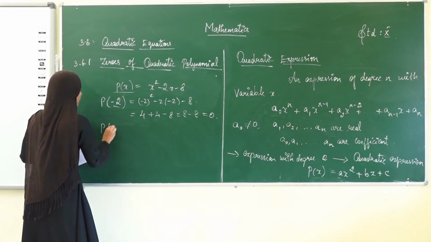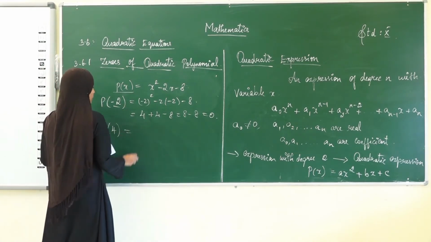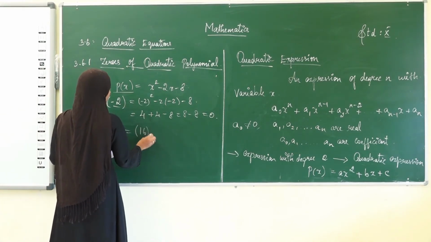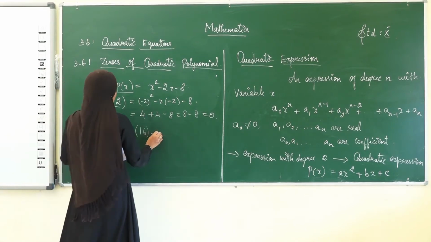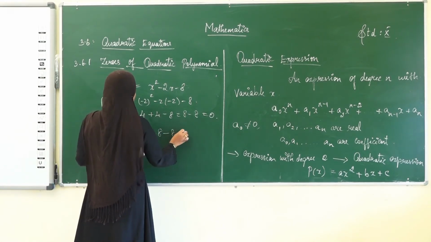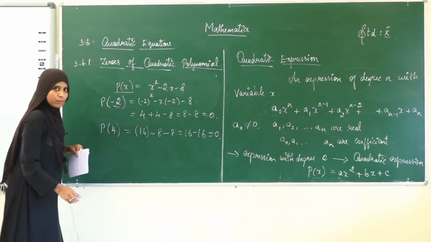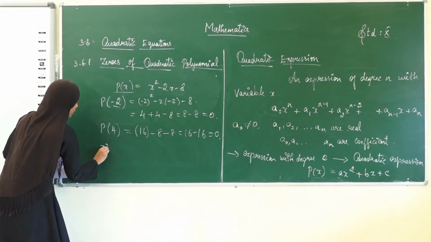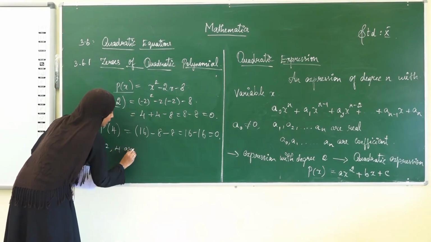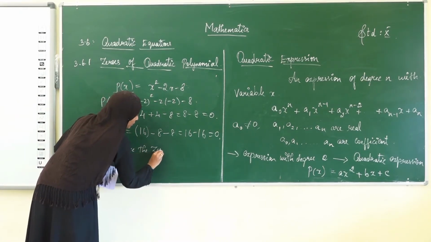We can also check for 4. Here 4 square is 16, minus 2 into plus 4 is minus 8, and minus 8. That is 16 minus 16, which is equal to 0. Right? Therefore minus 2 and 4 are the zeros of the polynomial.